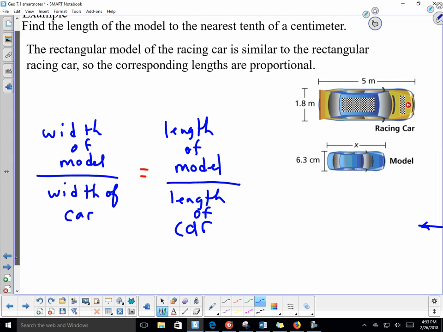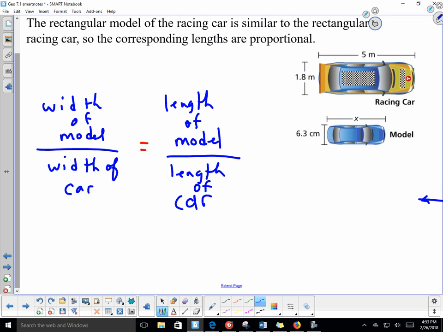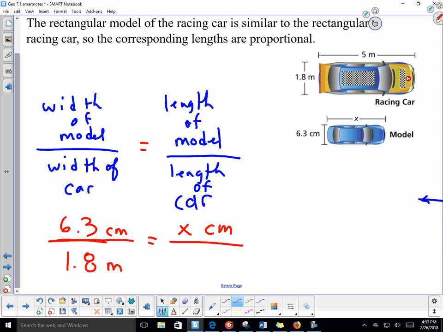All right, so let's do this. Let's fill in what we know. We know that the width of the model is 6.3 centimeters, and the length of the model is 1.8 meters. So I can write centimeters here and meters here. That's okay. It's not a problem. And then the length of the model is X centimeters. We don't know what X should be. And then the length of the actual car is 5 meters.